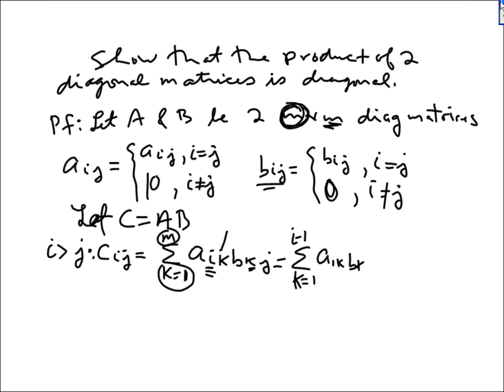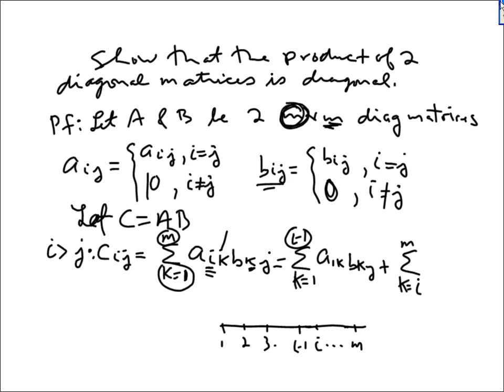a_ik, b_kj. And then I can pick up for the next value of k: 1, 2, 3 up to i minus 1. The next value of k would be i, and I'll go all the way up to m. So basically, here's 1 and 2 and 3, and here's i, and eventually here's m. And right before is i minus 1. So first k is 1, and then 2, and then 3, and 4, and 5, up to i minus 1. That took care of this.